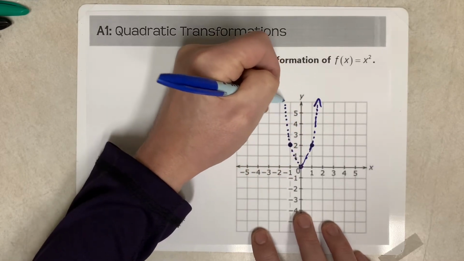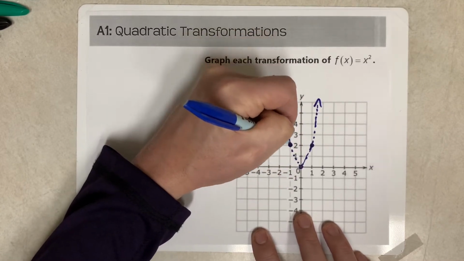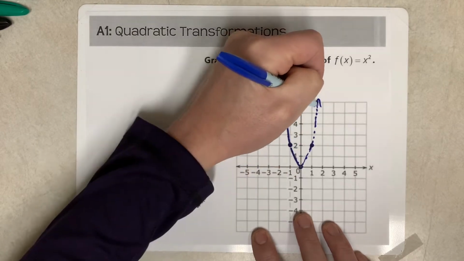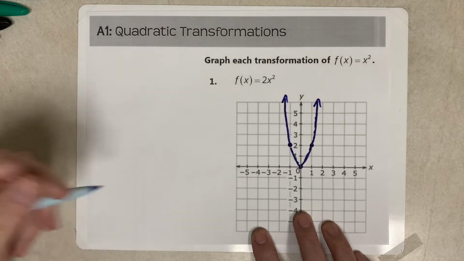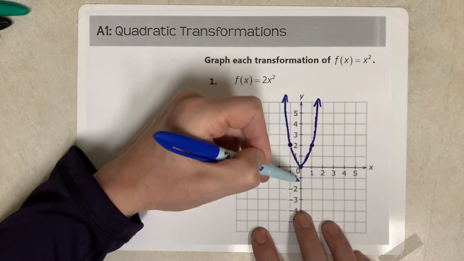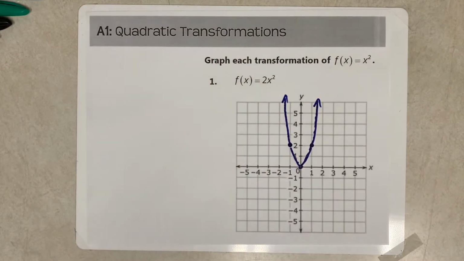And it definitely looks like the graph got narrower. And so for me, it's kind of hard to graph these, but that looks pretty good right there. And then you've got your axis of symmetry right here at x equals 0.